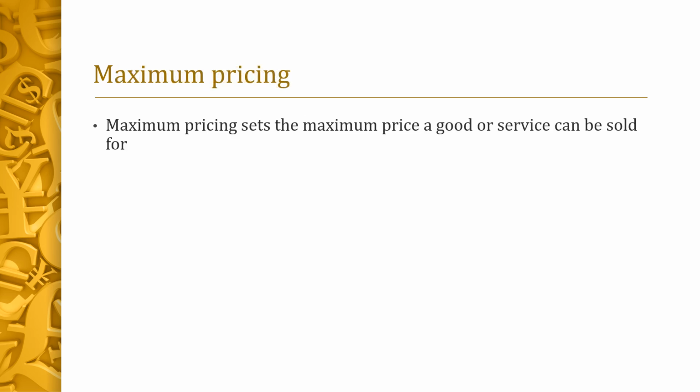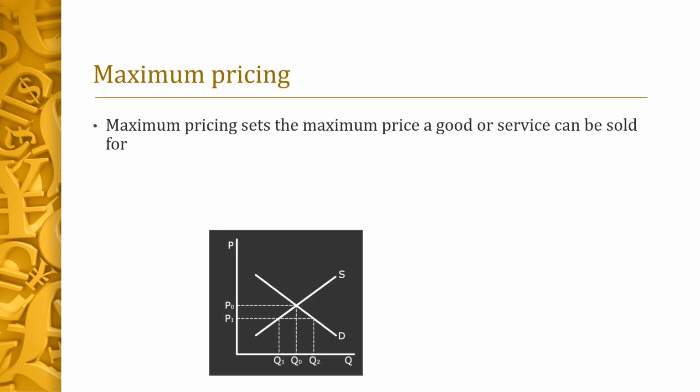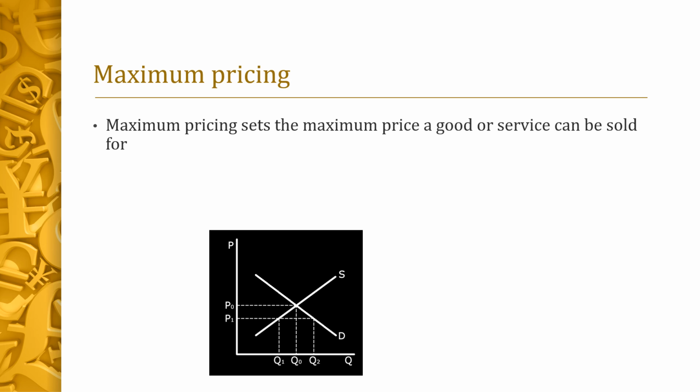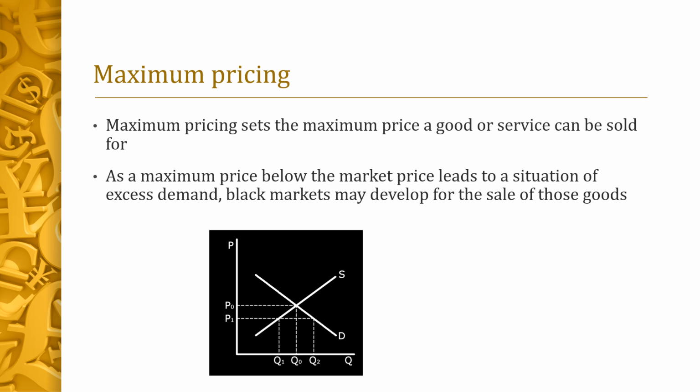Maximum pricing sets the maximum price a good or service can be sold for. If the maximum price were above the market equilibrium, this would have no effect. But where we set a maximum price below market equilibrium, as we can see in this example here, supply shifts from Q0 to Q1 and demand from Q0 to Q2, leaving us in a position of excess demand. Because of this position, it is likely that black markets may develop for the sale of these goods.